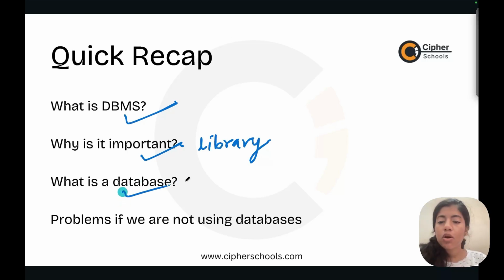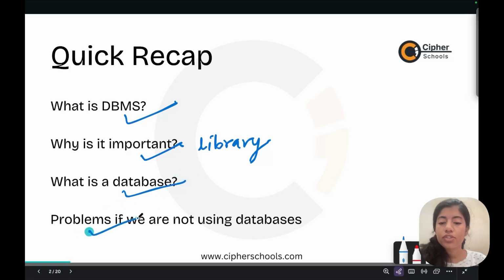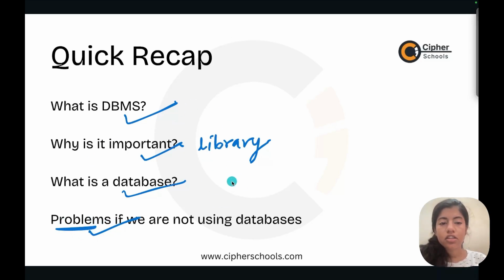Then we discussed what a database is. Then we understood what the problems are if we are not using databases, and we discussed the problems with file systems. So this is all we discussed in the last class. Briefly speaking, we discussed that there is something which helps us to store, organize, and do operations on our data, and we just assumed that it is something.